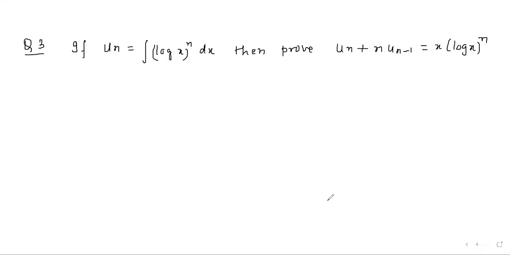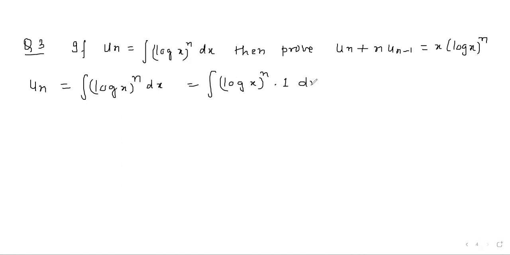The next question says, if u n equals the integral of log x power n dx, then prove that u n plus n times u n minus 1 equals x times log x power n. So let's write it. u n equals integration of log x power n dx. We can integrate it by parts. For that purpose, we have to multiply it by 1, so 1 dx, and assume this integrable term.